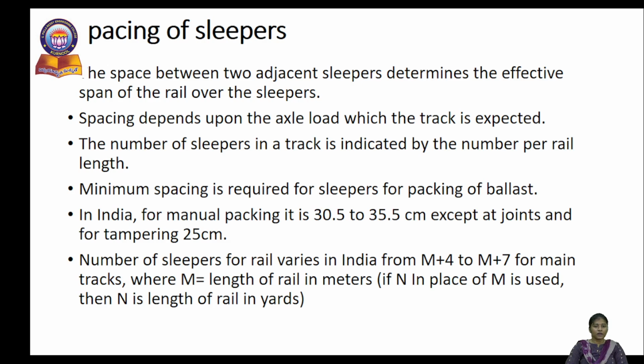In India, for manual packing it is 30.5 to 35.5 centimeters except in the case of joints, and for tamping it is 25 centimeters. The number of sleepers per rail varies in India from M+4 to M+7 for main tracks, where M is the length of the rail in meters. If N is used in place of M, then N is the length of the rail in yards.